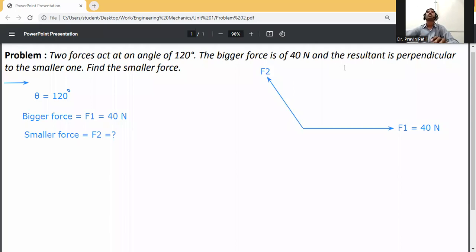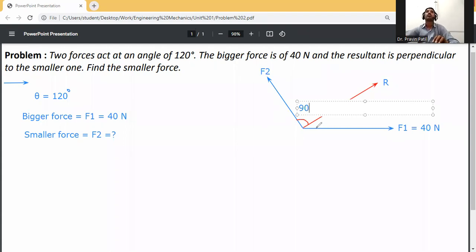Okay. So the resultant is perpendicular. So we need to calculate the resultant. First of all, draw the resultant. The angle between the resultant and that smaller force F2 is 90 degrees. This one is the resultant, so this angle is 90 degrees.